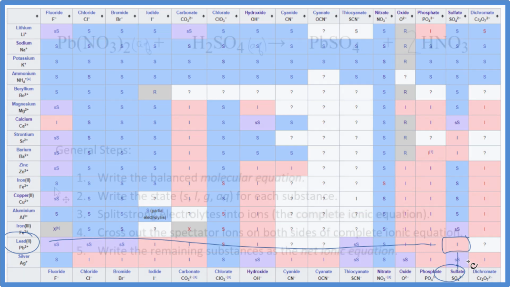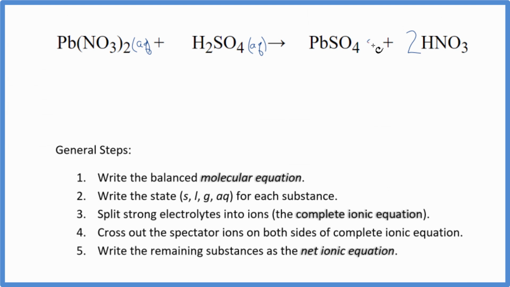Let's go back to the equation. Insoluble, so we write s, that's going to be a solid. In fact, it's going to be a precipitate. It's going to fall to the bottom of the test tube when these two react. So this is a precipitation reaction. Then nitric acid, that's a strong acid as well. That'll be aqueous. So we have our states.